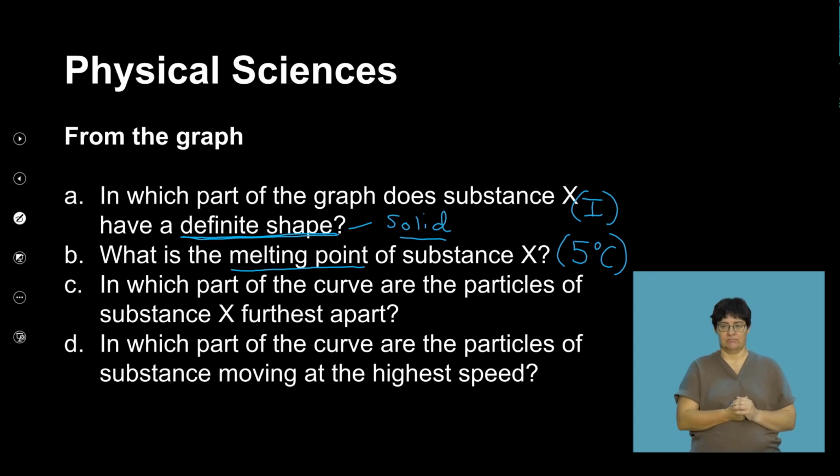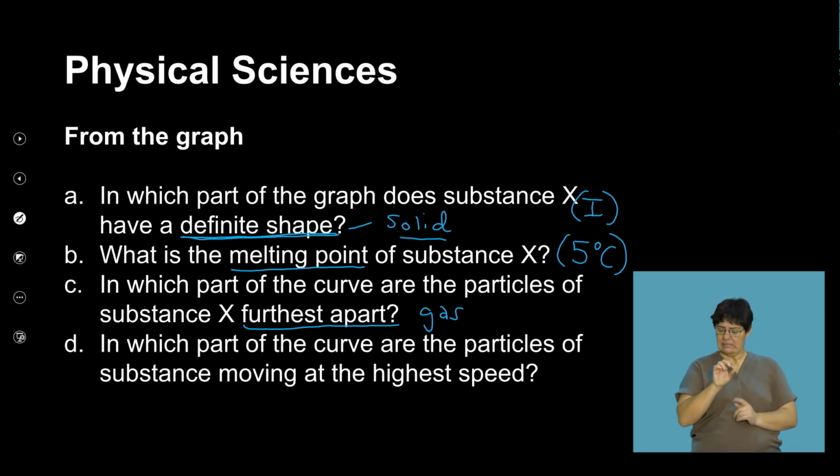C says, at which part of the curve are the particles of substance X furthest apart? This again takes us back to the properties of the 3 states of matter. We know that when particles are furthest apart, they are loosely packed, meaning the forces that exist between the particles are weak. So this will be a gaseous state. So in this case, we're asking ourselves, when was substance X a gas?